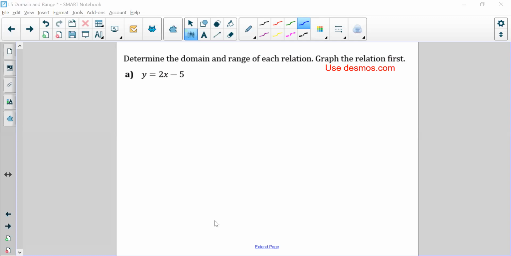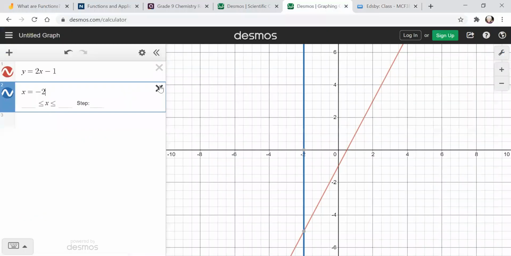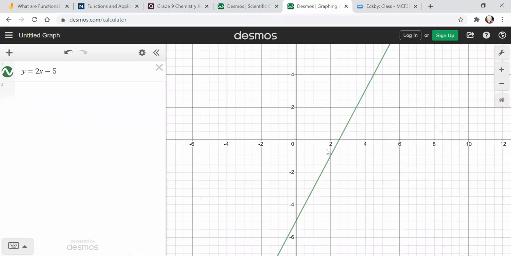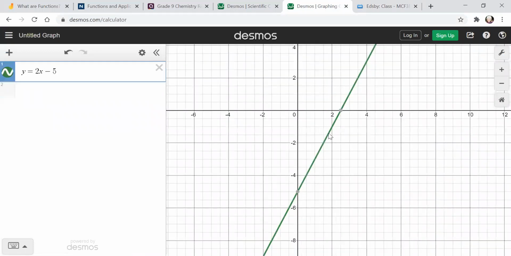y equals 2x minus 5. We're going to be looking at the graph here. Okay, this is a linear function. You guys can see that, right?